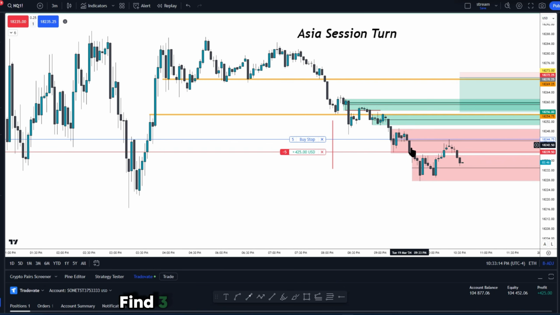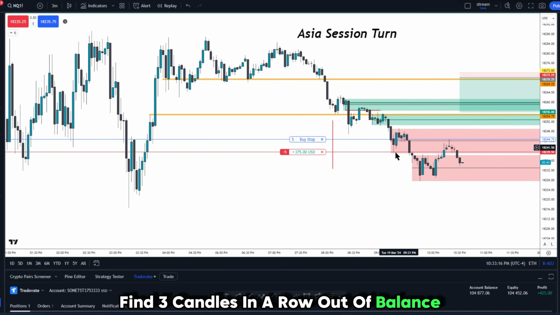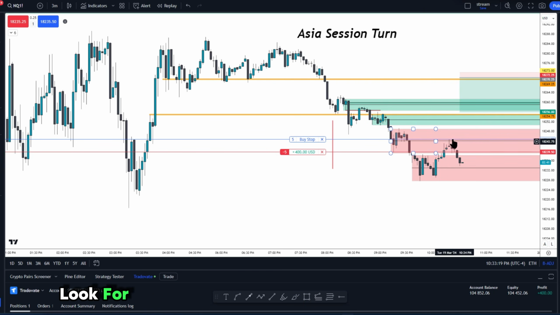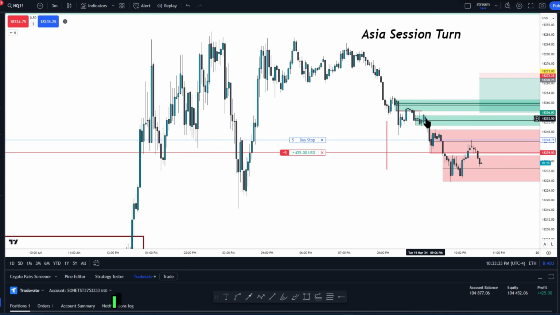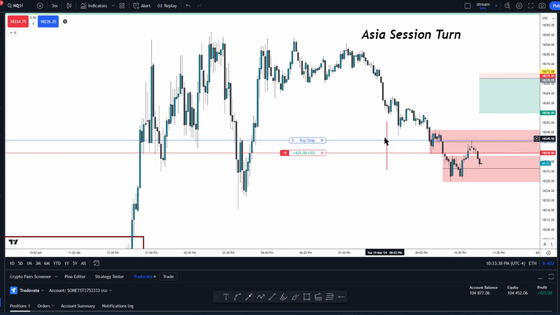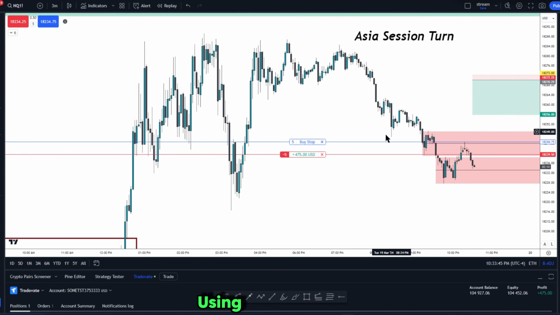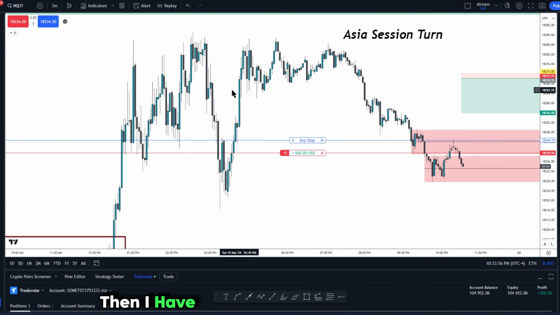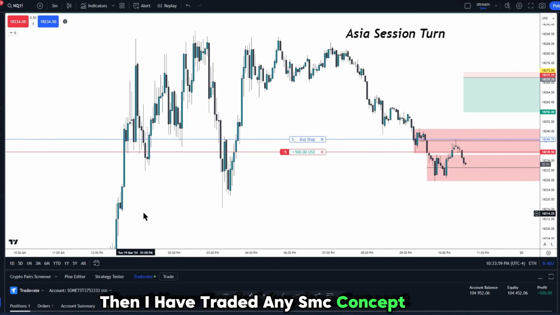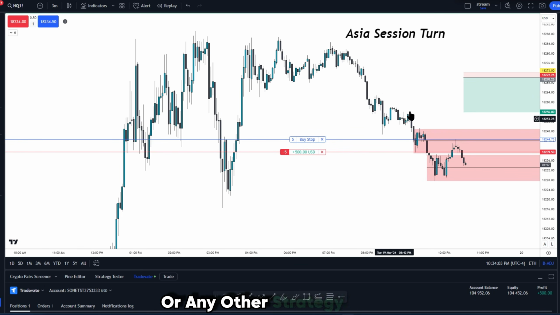So what's my model? Find 3 candles in a row out of balance, highlight the balance, look for halfway to be reached into, enter short like a G, and then that's it. That's my model. I made more profit doing this model on top of the Asia session, using this as my main staple model for scaling in and out and entering, and where price is going, where it's reversing, than I have trading any SMC concept by far, or any other strategy I have.